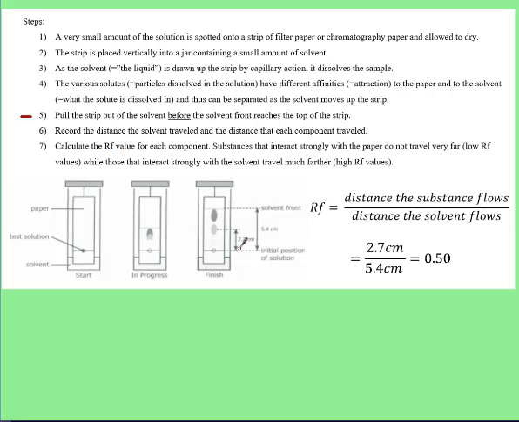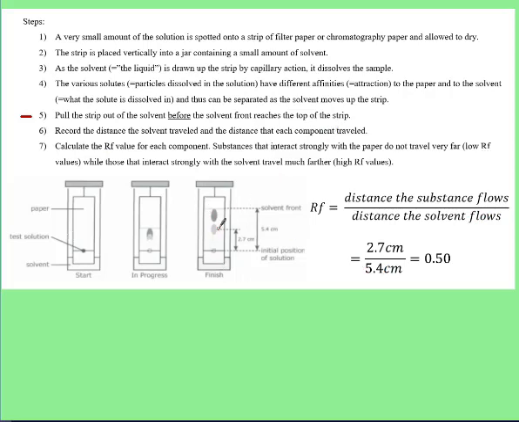So what that means is my solvent starts at the line of where we dotted our solution, and then it went to right here. So I can see that the liquid stopped at this point when I pulled it out. So that's my solvent front. So it traveled 5.4 centimeters. So the distance the solvent flowed, solvent being my liquid, was 5.4 centimeters.